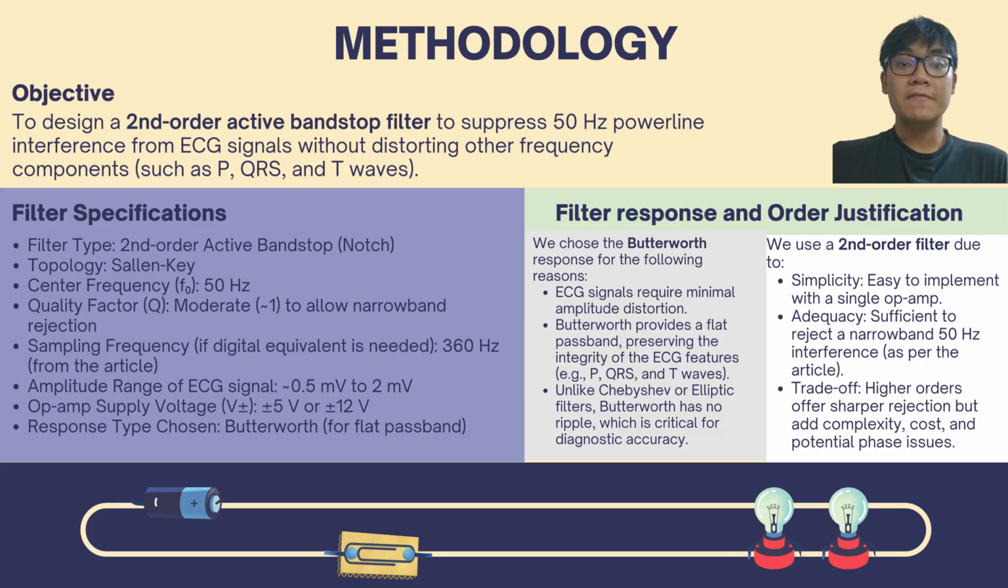From the research paper, we have selected and gathered a lot of information for this project. Our objective is to design a filter that removes 50 Hz power line interference from ECG signals, which can affect accurate diagnosis. We choose a second order active bandstop filter with a center frequency of 50 Hz and a bandwidth around 10 Hz. For the filter response, we have selected Butterworth because it provides a flat pass band, preventing distortion of the ECG signal. A second order filter is used because it's simple, effective and sufficient to remove the narrow 50 Hz interference without adding unnecessary complexity.